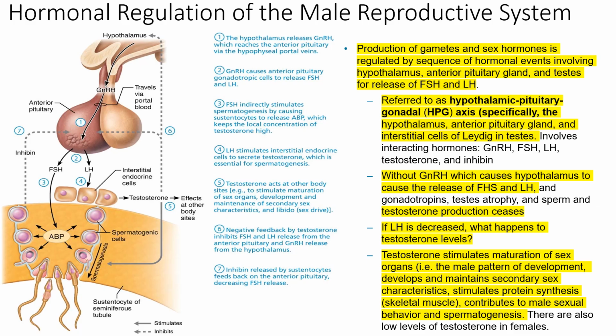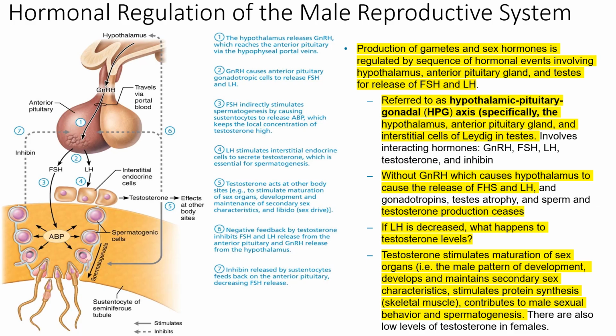1 really should be on the hypothalamus because it starts with the hypothalamus releasing gonadotropic releasing hormone, which then goes through the hypophyseal portal veins to get to the adenohypophysis, which we know is the anterior pituitary. In turn, the anterior pituitary will release follicle-stimulating hormone and luteinizing hormone.